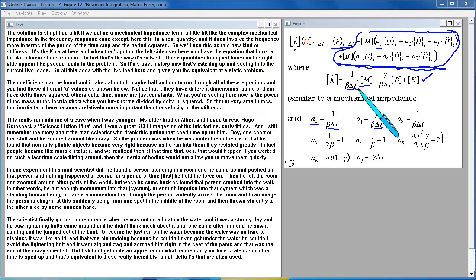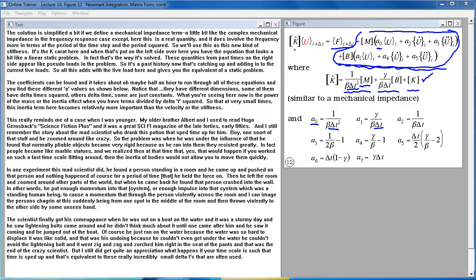So that at very small times, this inertia term here becomes relatively more important than the velocity or the stiffness. This really reminds me of a case when I was younger. My older brother Albert and I used to read Hugo Gernsback's Science Fiction Plus. And it was a great sci-fi magazine of the late 40s, early 50s.